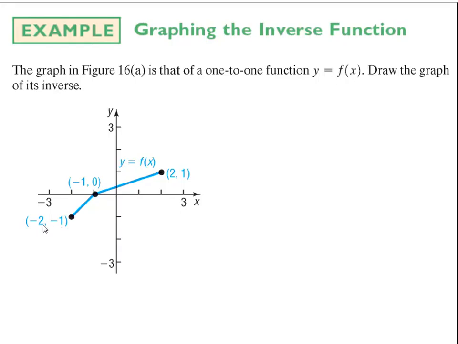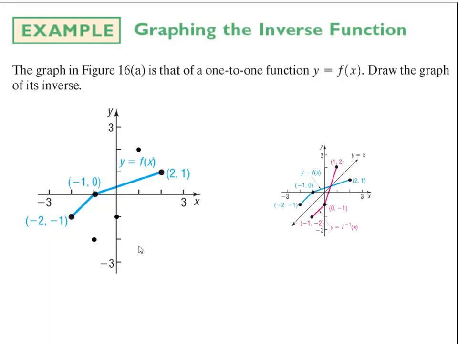For example, here's the point on the function, the point -2, -1. So we're going to interchange domain and range, and we're going to plot the point -1, -2. So there's the point -1, -2. And then I'm going to take this point, -1, 0, and interchange domain and range and plot the point 0, -1. So here's 0, -1. And then one more point on the graph, 2, 1. I'm going to interchange domain and range and plot the point 1, 2, and there's that point there.